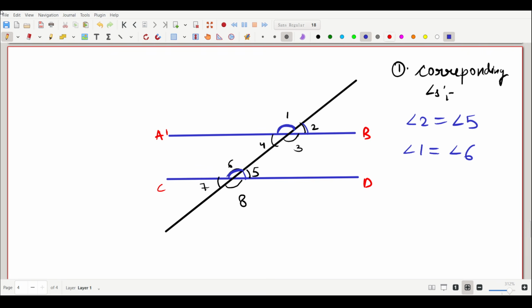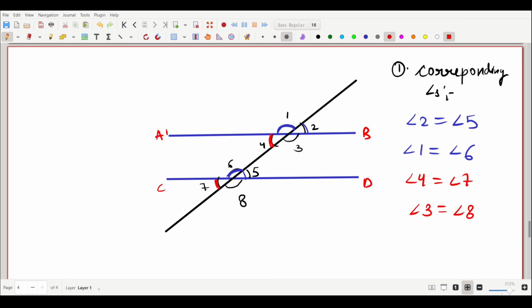Okay. Then angle 4. Angle 4 is corresponding to angle 7. Both are on the left and both are on the bottom. So angle 4 is corresponding to angle 7. This is why they are equal. What about angle 8 and angle 3? They are also corresponding. Angle 3 is corresponding to angle 8. Corresponding means they are on the same positions.